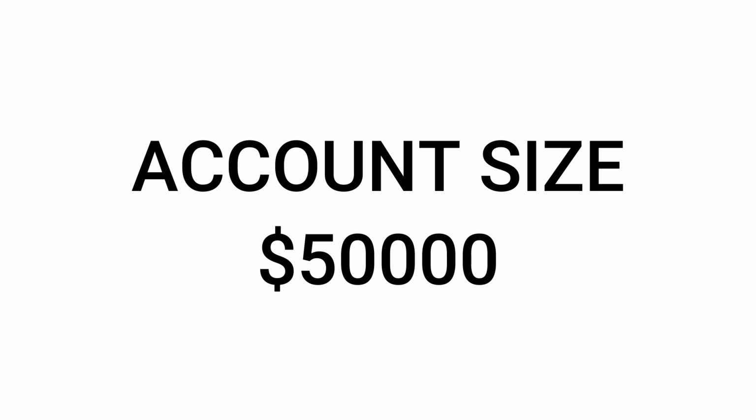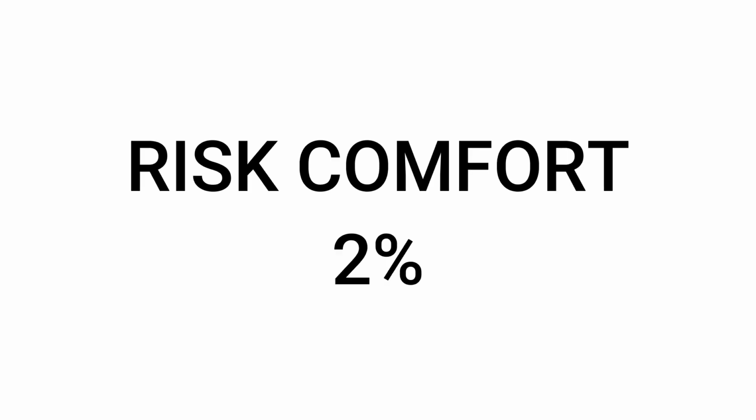So let's say you have an account size of $50,000 and you're looking at trading the E-mini S&P futures contract. Before entering the trade, you've got to determine the appropriate position size based on your risk tolerance and the volatility of the market. So let's look at your risk tolerance. Let's say you're comfortable risking 2% of your account on any one trade. 2% of $50,000 is $1,000. So this means you do not want to risk more than $1,000 on this particular trade.